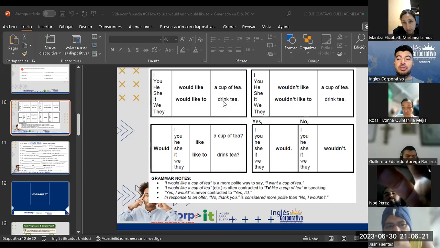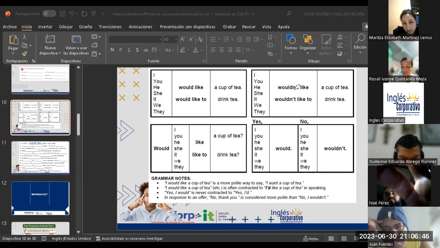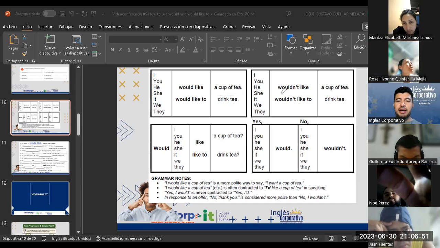Or you can mention a verb. Pueden mencionar un verbo. Por ejemplo, I would like to drink tea. Me gustaría beber té. Ok. If you notice, here is the object and here is the verb. So, for the negative, we have also I wouldn't, solo le escribimos el would not, igual que acá, we don't like to.